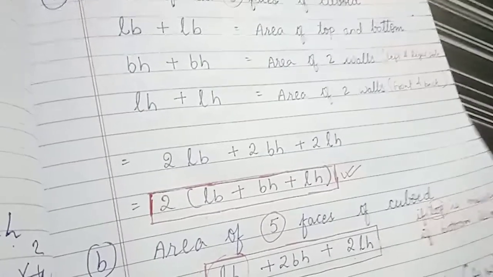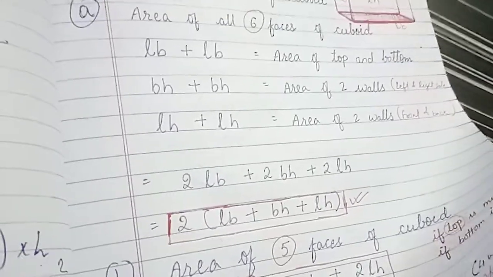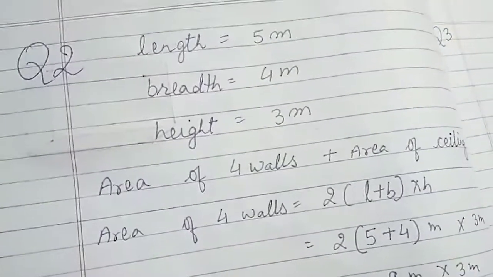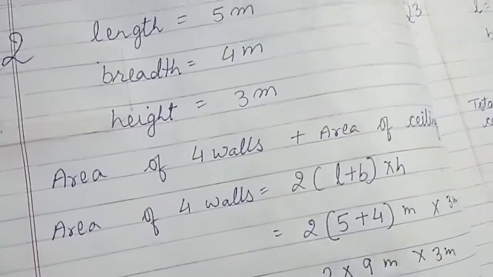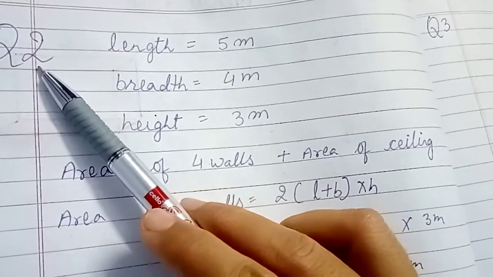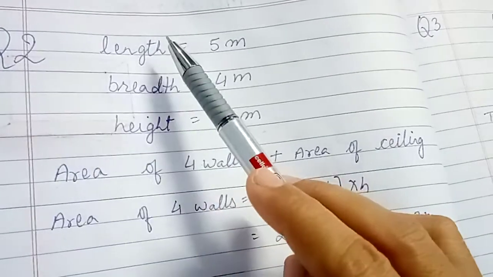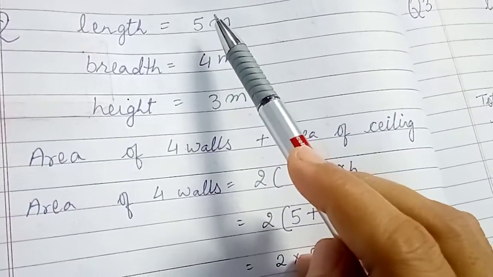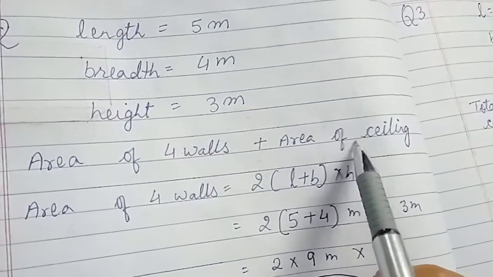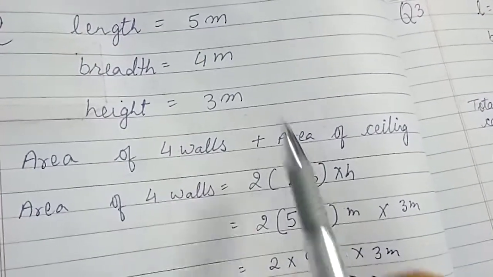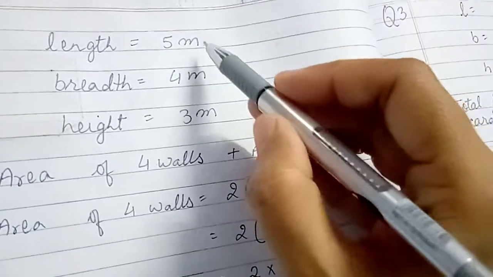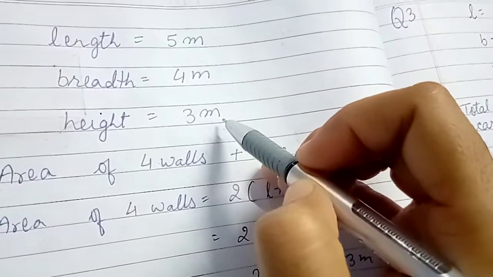Where will you apply all these formulas? In worksheet number 3. See, suppose you have to solve question number 2. Question number 2 has a cuboidal room whose 4 walls and ceiling are to be whitewashed. Length, breadth and height, everything is given, and all are given in the same unit, meter.